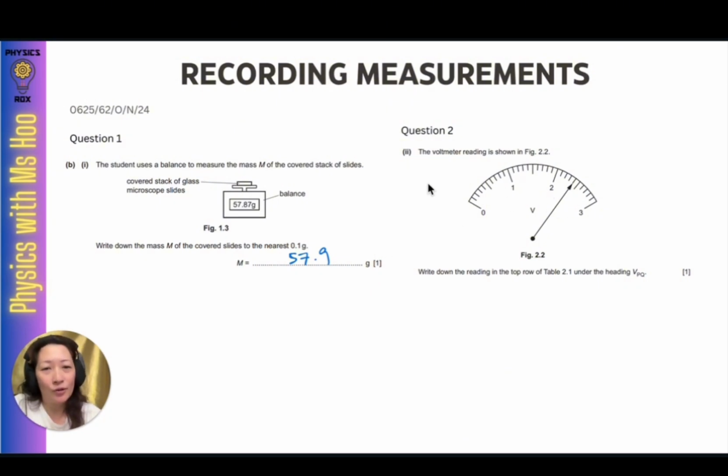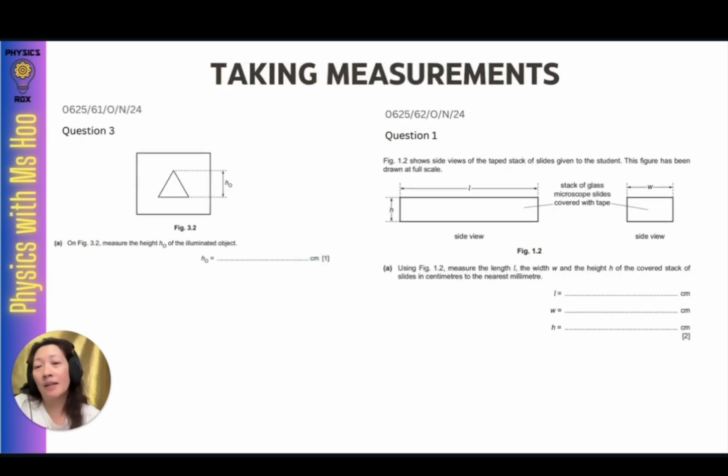Just like for question 2, the voltmeter reading is shown in figure 2.2. You just need to take the reading and record the value in the top row of table 2.1 under the heading of VPQ. Just follow the instructions by reading the values correctly and recording that value. Now, in addition to recording measurements, sometimes the question may require you to take measurements.